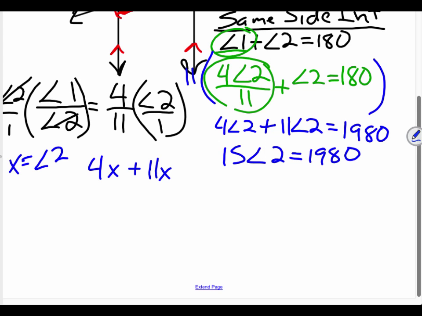I'm confused. So instead of having 2, so it's not confusing, you just change it to x. Yeah, what I'm doing is I'm treating the measure of angle 2 as a variable, because I don't know what the measure of angle 2 is. Any questions?